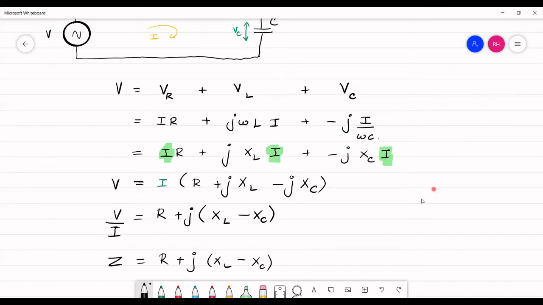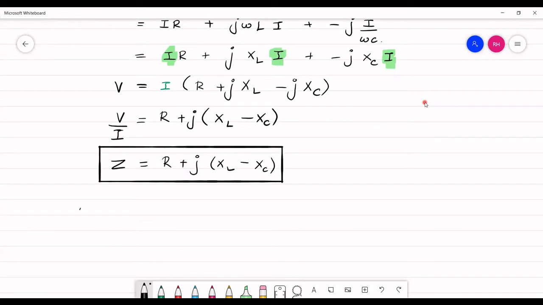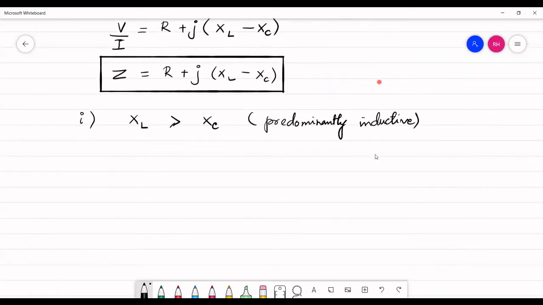And looking at this complex number, we could say that we have two possibilities. One is where XL is greater than XC, and the other possibility is where XC is greater than XL. When XL is greater than XC, we call it to be predominantly inductive. And if it is the other way, if XC is greater than XL, we call it to be predominantly capacitive. Now let me first explain the predominantly inductive case.